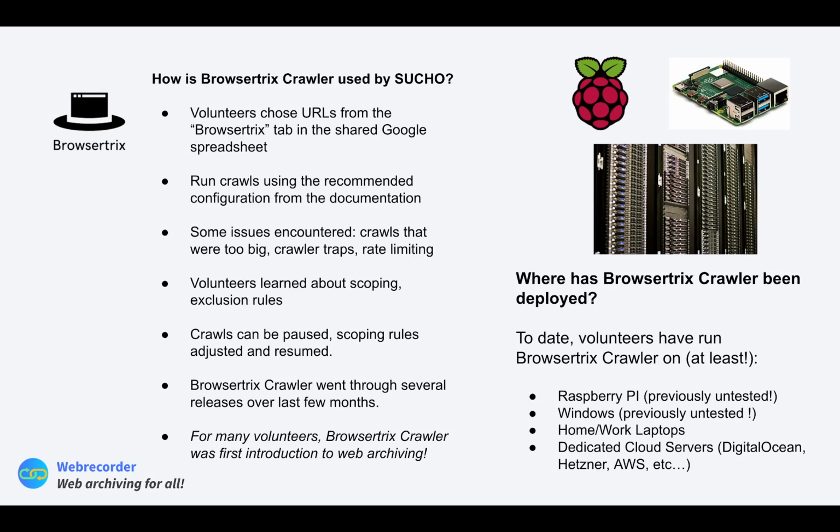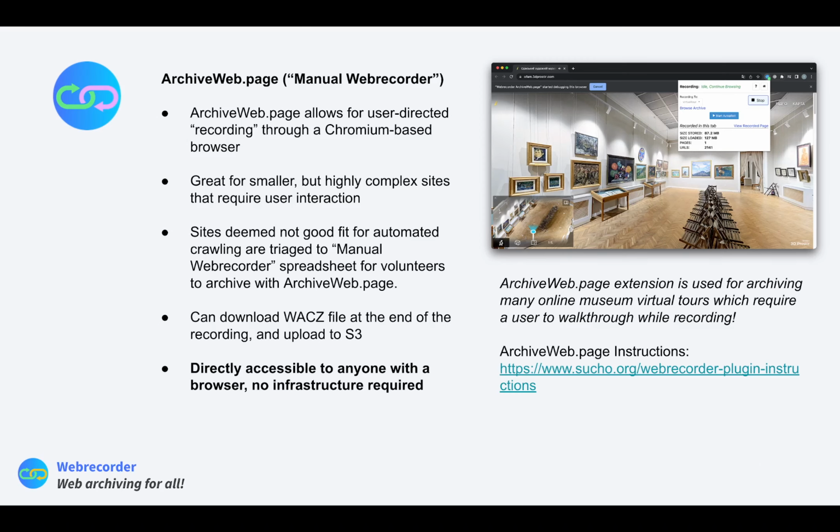And also, where has Browsertrix been deployed? Well, at least to date, we know that volunteers have run it on a Raspberry Pi, which was previously untested by me at least. They've also run it on Windows, which I also haven't tested before. They've run it on home and work laptops, as well as dedicated cloud servers on DigitalOcean, Hetzner, AWS, and so forth. So anywhere from Raspberry Pi to a dedicated cloud server with 16 and 32 CPUs have been used for Browsertrix.